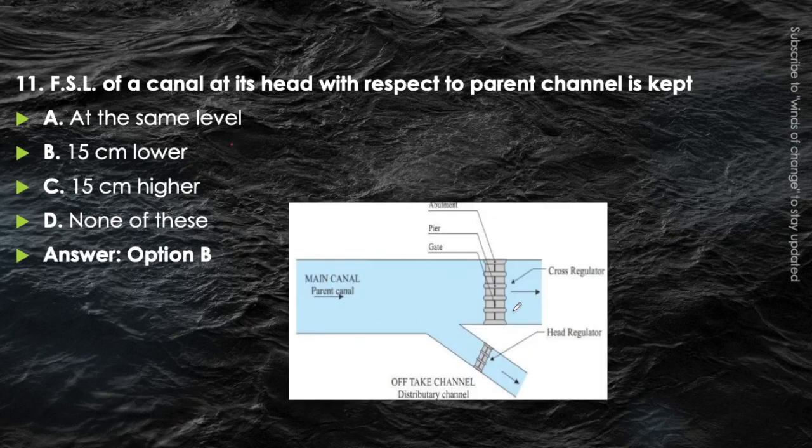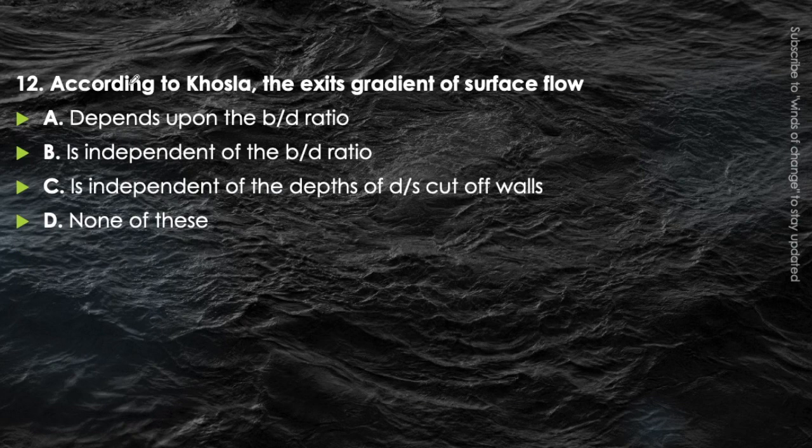Let's say this is the parent canal and this is the off-taking canal. Now the level of the off-taking canal should be kept 15 cm lower than the full supply level of the main canal. Okay, got it.